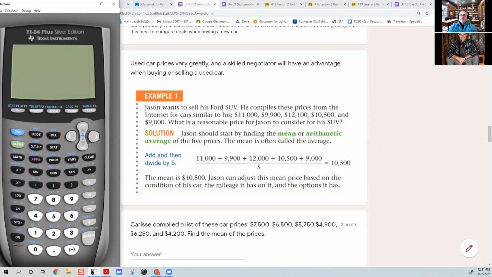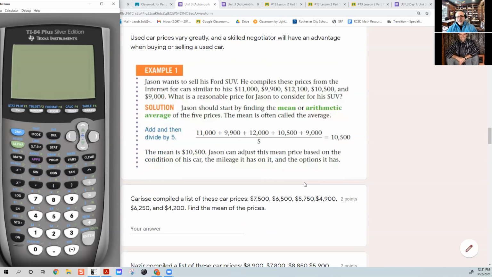And Jason can adjust this mean price based on the condition of his car, the mileage on it, and the options it has. If your car has lots of cool options and extras, you might be able to get extra money for it. If your car has extremely low mileage, you might be able to get a little extra for it. If your car has lots and lots of mileage on it, more than other cars for its year, then it might be worth a little bit less. There's this idea that the engine is only good for so many thousand miles and it needs lots of work.